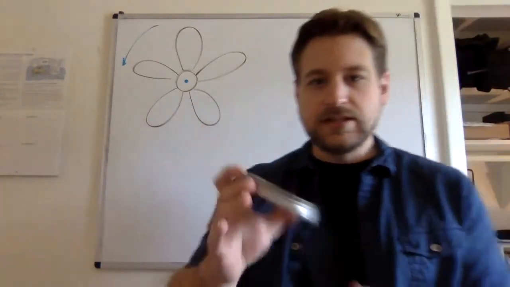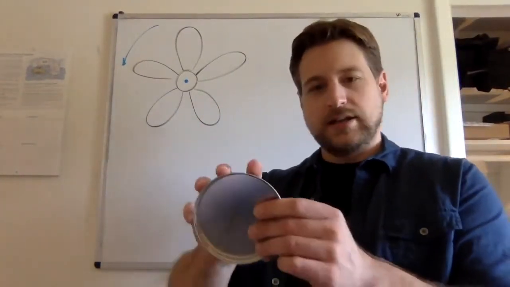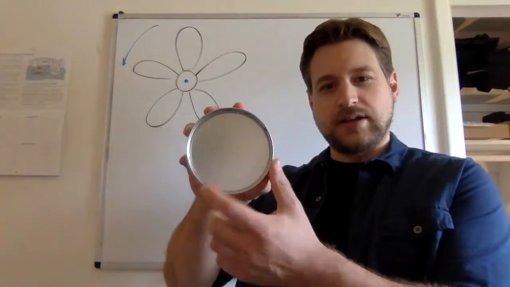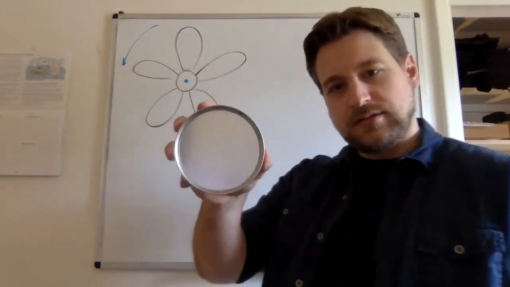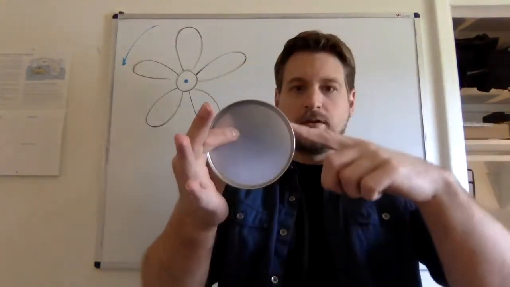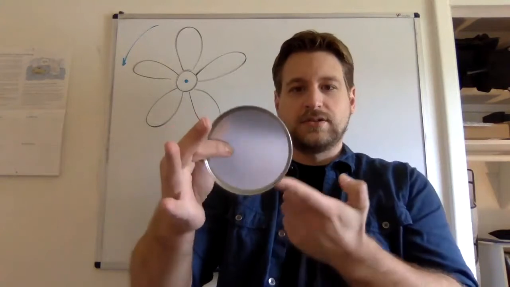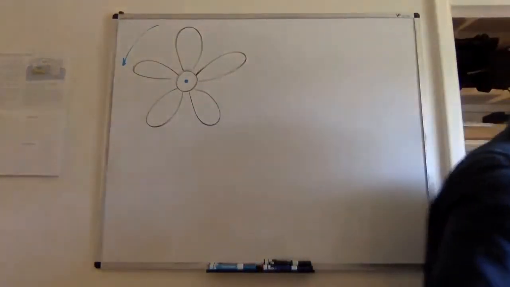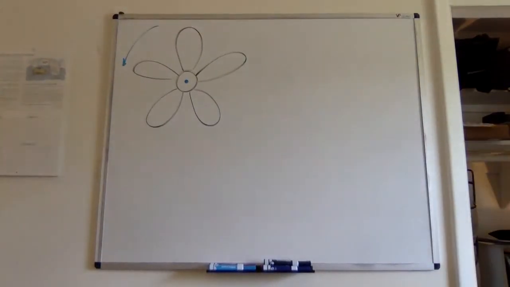Here's a lid to a jar. And if we're interested in rotating around an axis through the center, then we just have to turn it. If we're interested in rotating around some other point, then the rotation looks a little bit different. That's all. Very good.